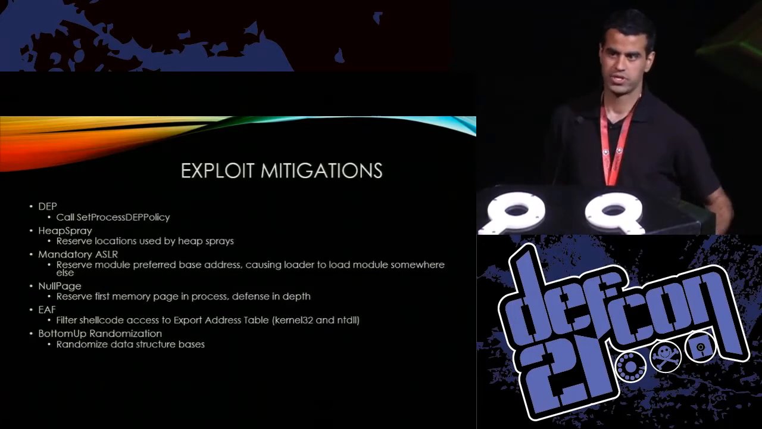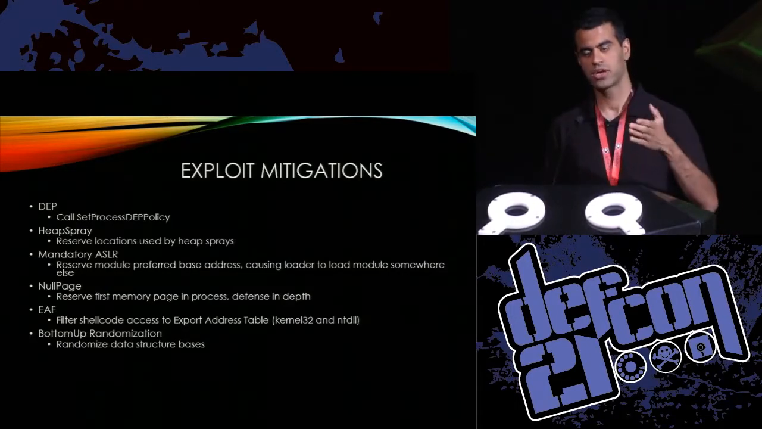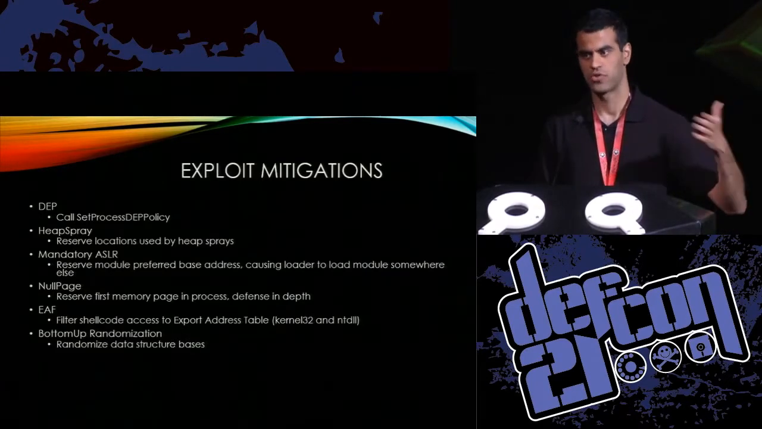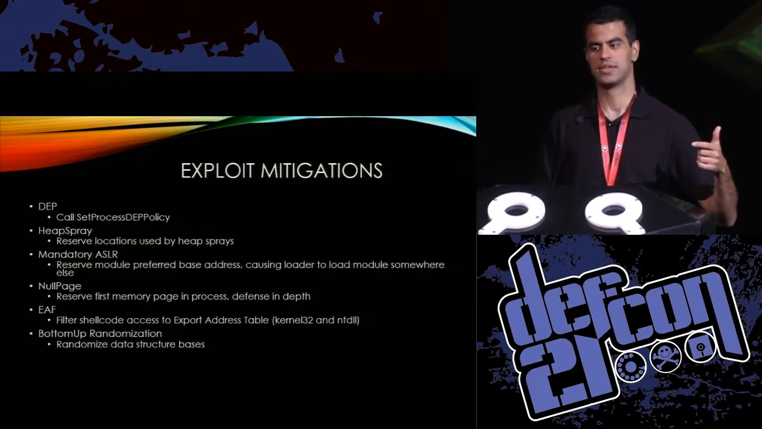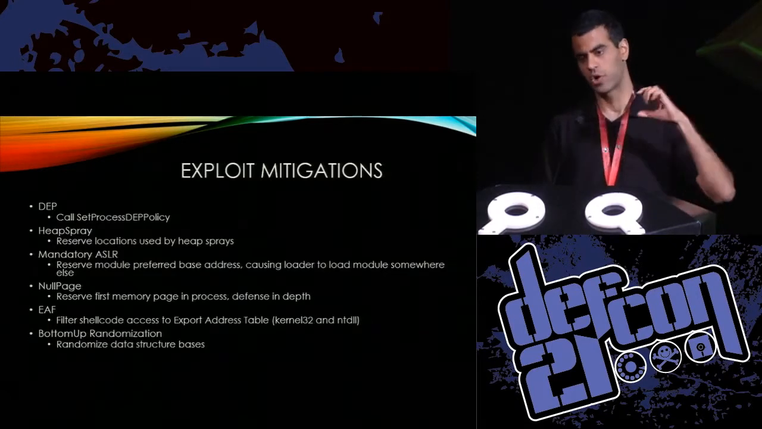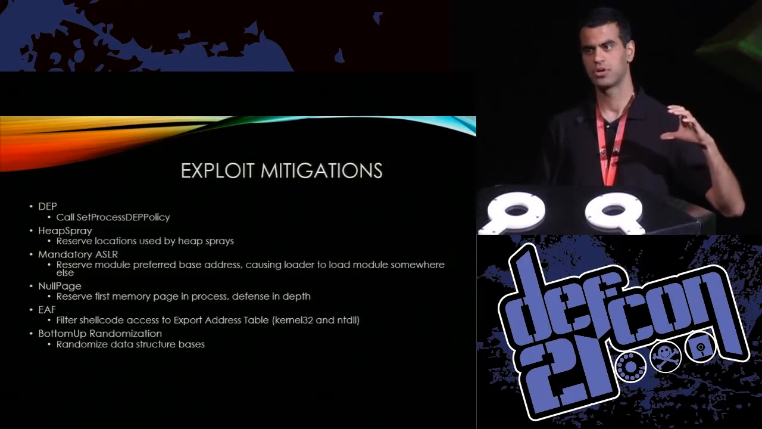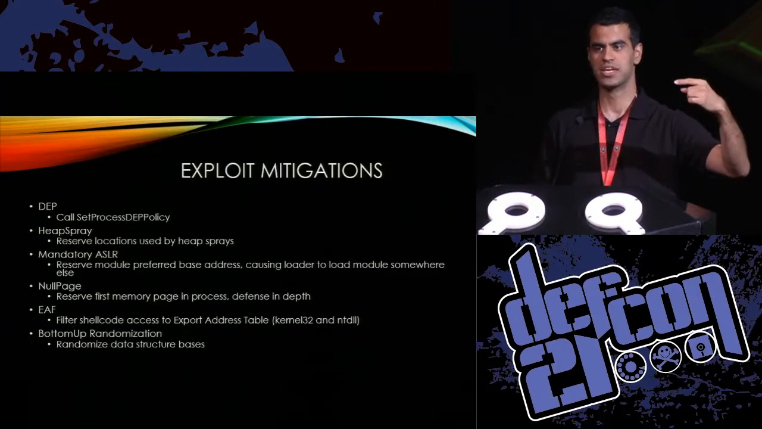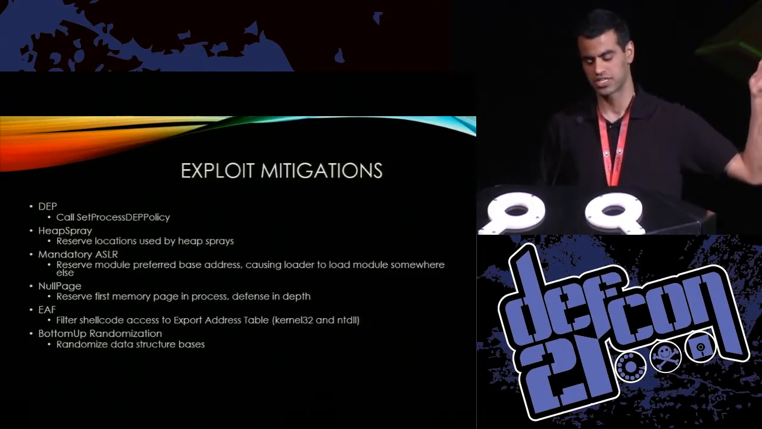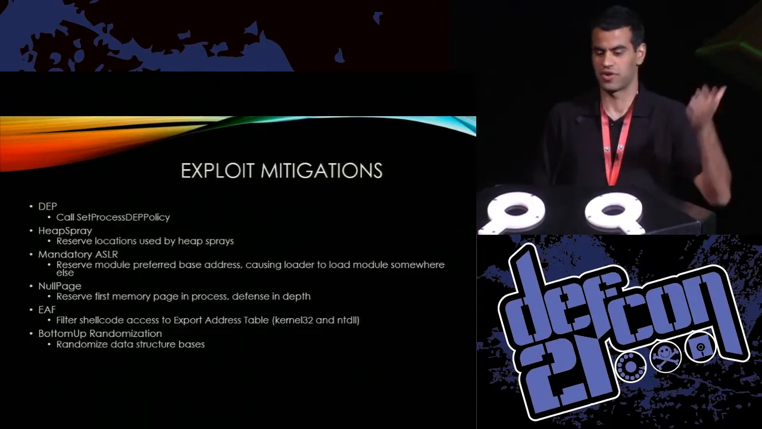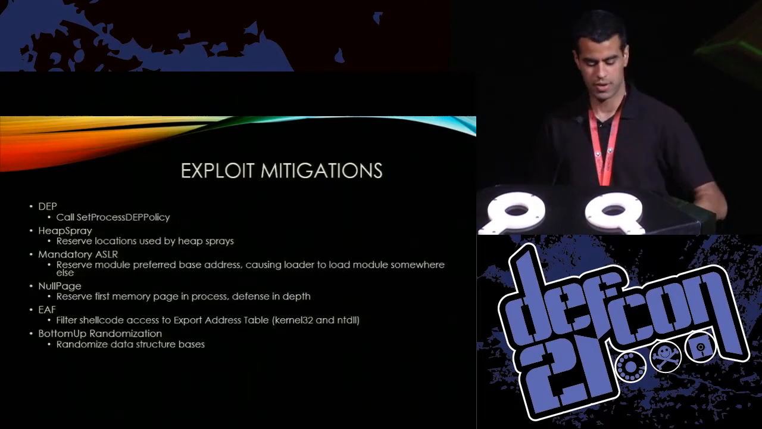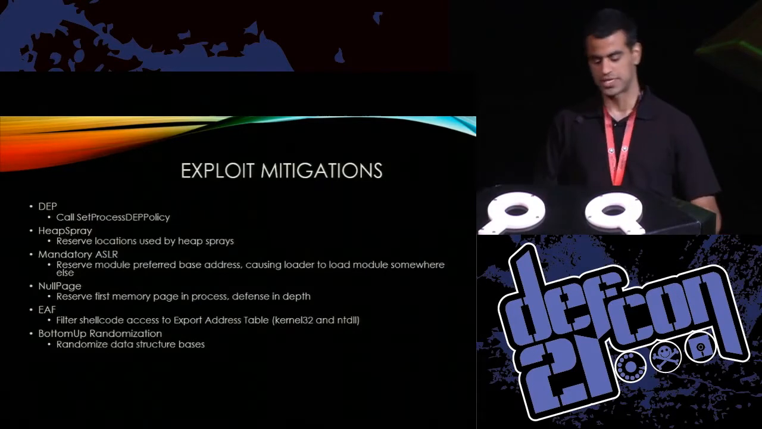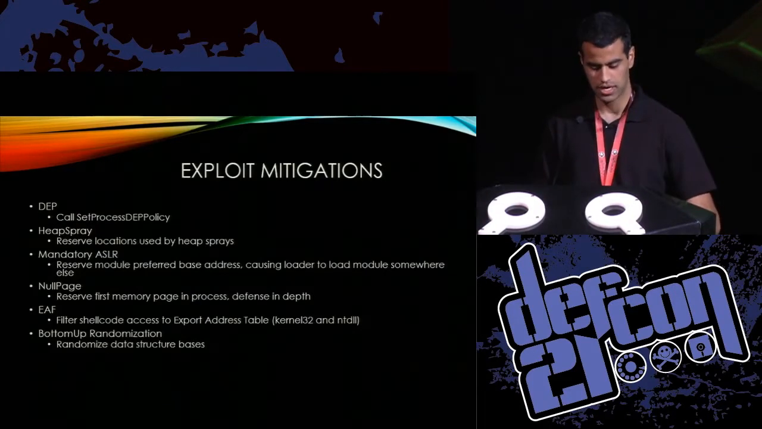The EAF mitigation, which is export address table filtering. That's basically if shellcode, for example, is trying to read the export address table, we set a hardware read breakpoint on the export address table to make sure that EIP, which is the x86 instruction pointer, doesn't point to some random place, like in the heap, because that's kind of creepy. And then we also do bottom-up randomization, where we randomize different data structures in the process's address space. As I mentioned earlier, these are all memory corruption mitigations.